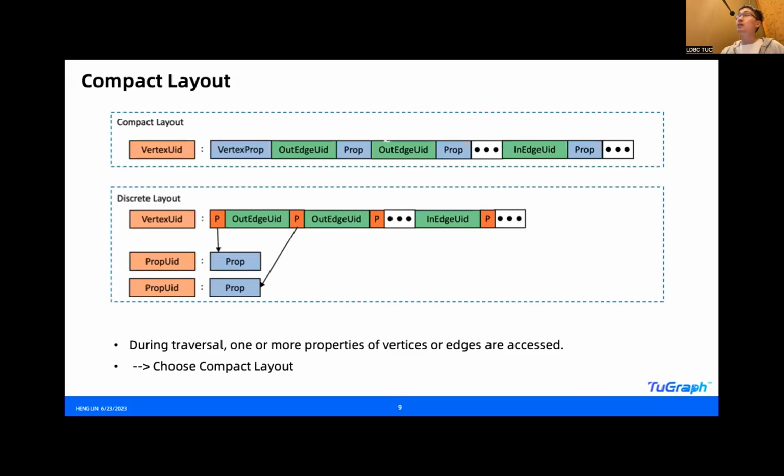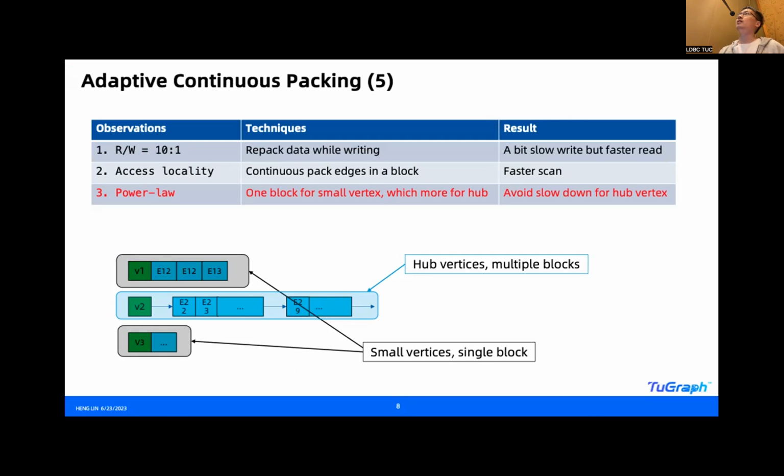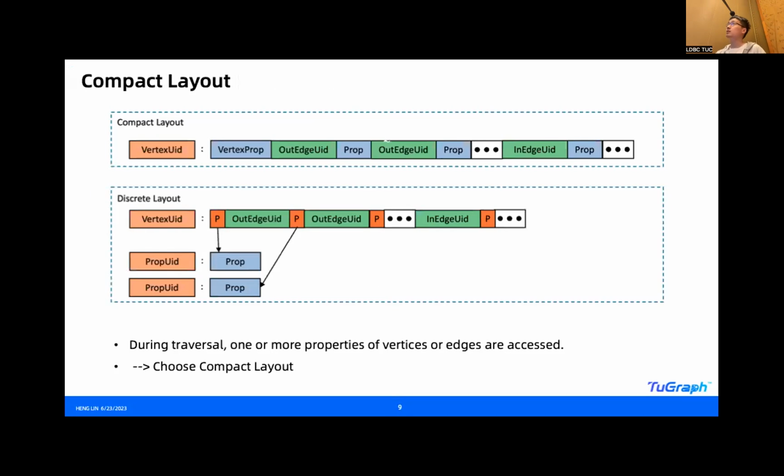And this is the adaptive continuous packing. Another thing we use is compact layout. Compact layout means how we put the property. We can put the property in a separate key-value, but we can also put the property in the same value of a vertex, or beside the edges.